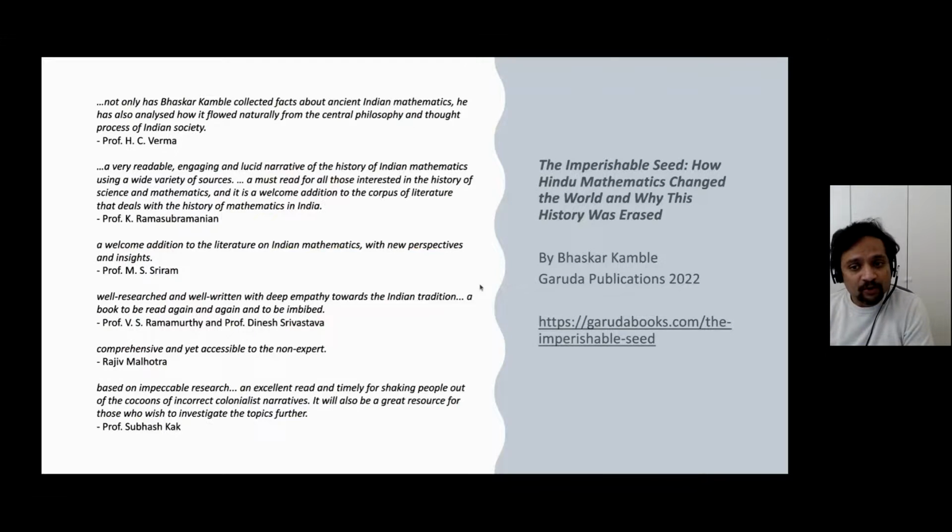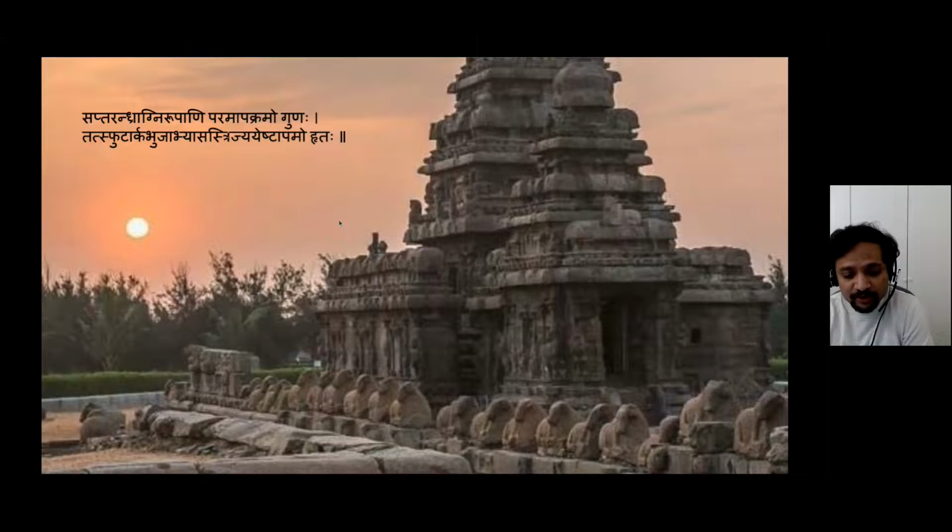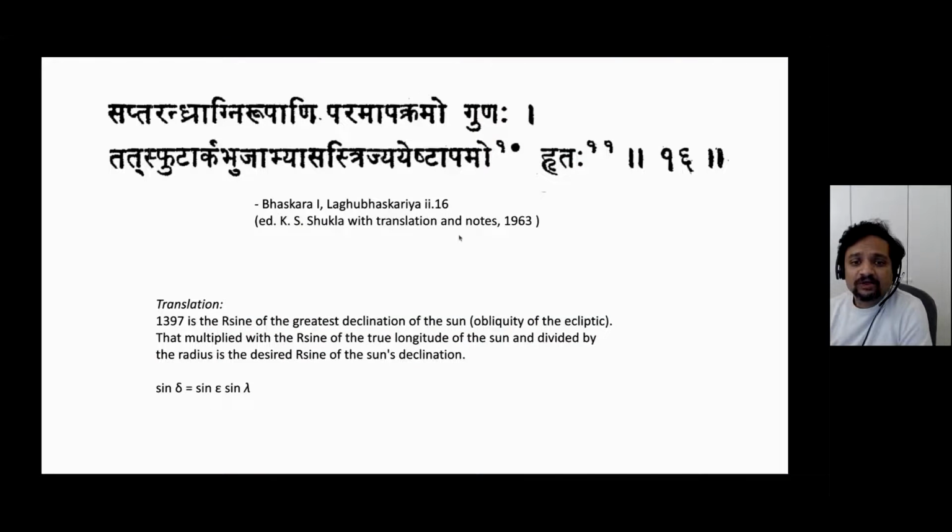Okay, so the astronomical formula given by Bhaskara I is contained in this Sanskrit shloka here. Saptarandhragni rupani paramapakramo gunaha tat sfutarka bhujabhyasas trijya yeshtapamo hritah. So this is given in chapter number 2, verse 16 of the Laghubhaskariya.